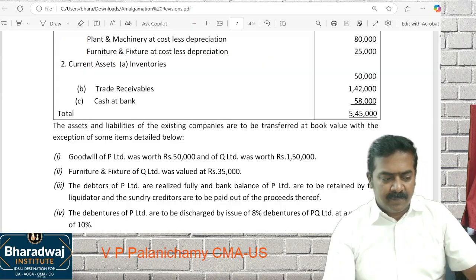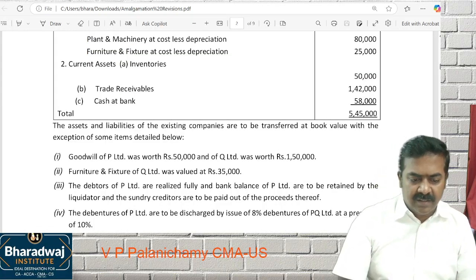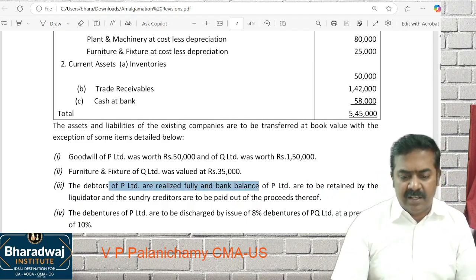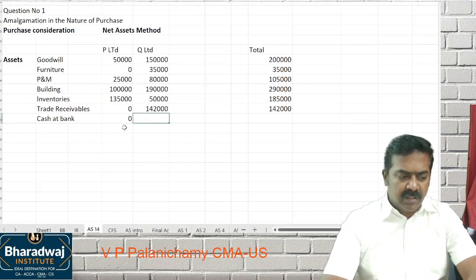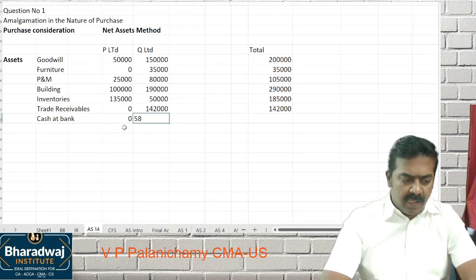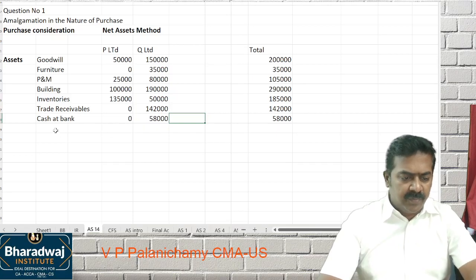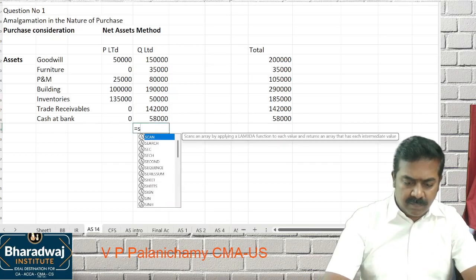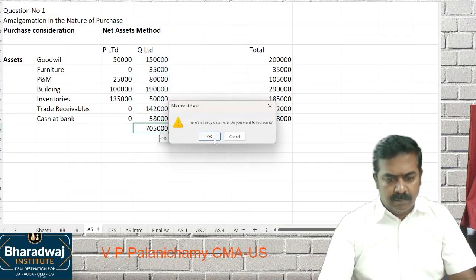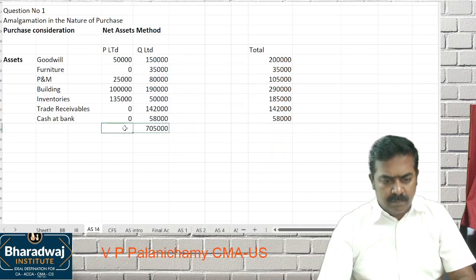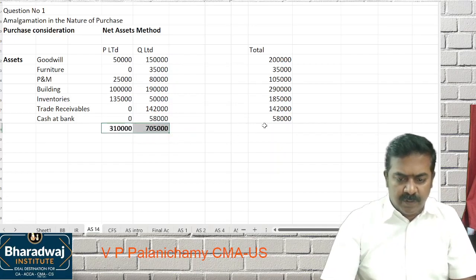Who's taking care of paying? Look at the sentence once again. Liquidator is taking care of paying. Debtors of P Limited realized fully, that means liquidator realizes it. Bank balance of P Limited is retained by liquidator and sundry creditors are paid with the proceeds thereof, which means the liquidator is taking care. So cash and bank is not taken over. For the other company, it is 58,000. Total 58,000 will come. This is total of assets for your balance sheet also.